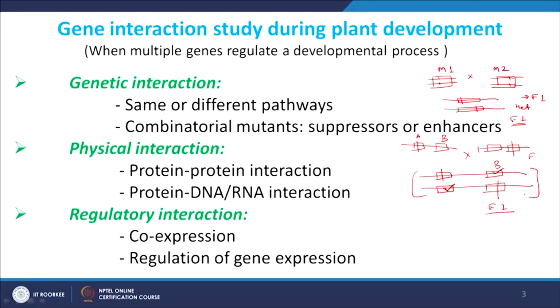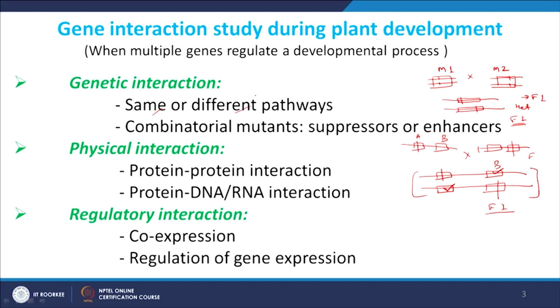If two mutants or two genes are genetically interacting, what does it mean? It means that two mutants or two genes are regulating the same developmental pathway. Let's take an example: if both are regulating root length, are they working in the same pathway, or are they working in different pathways?